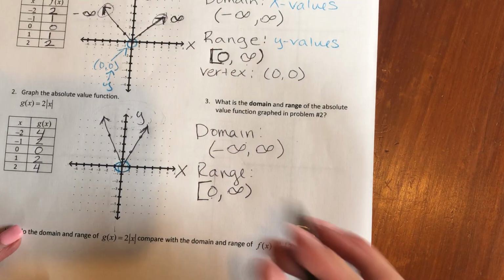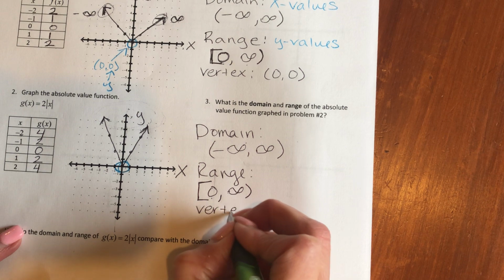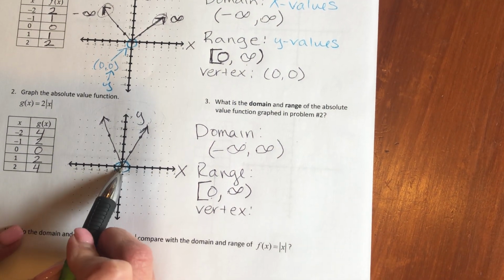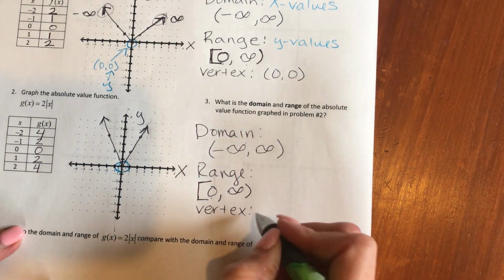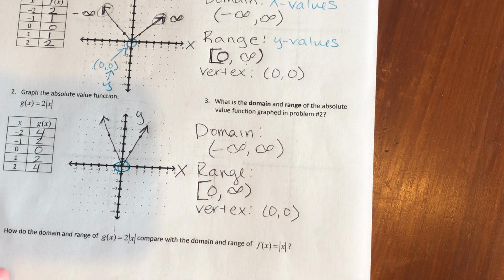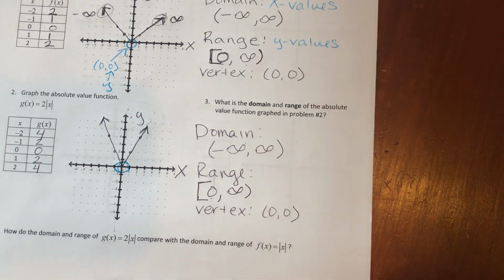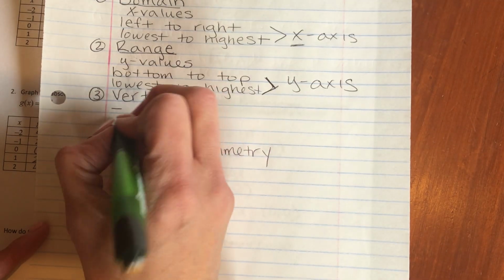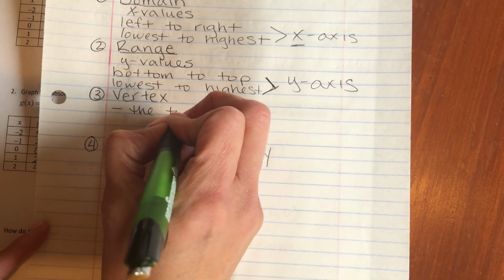Same thing down here. Here's my vertex, there's my turning point. That coordinate right there is the point 0, 0 as well. So that's the vertex. Fill that in. The turning point of the graph.